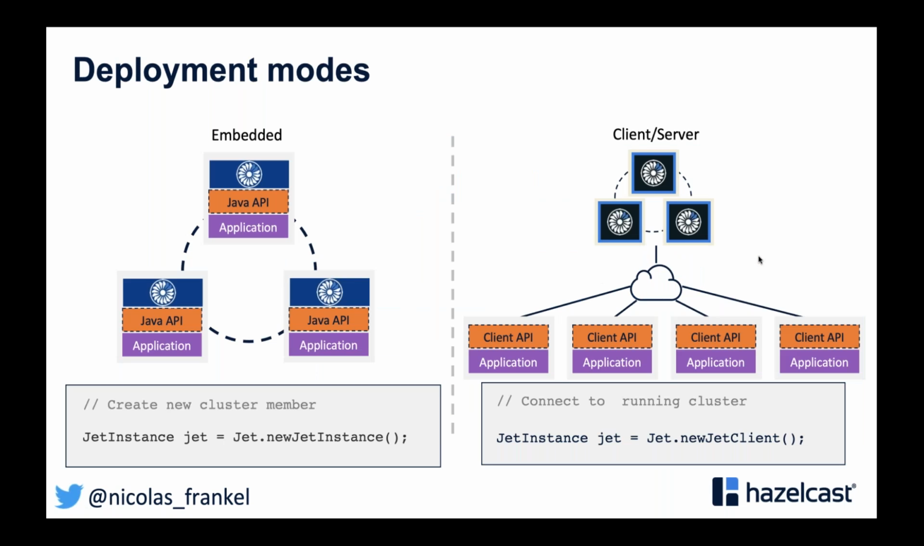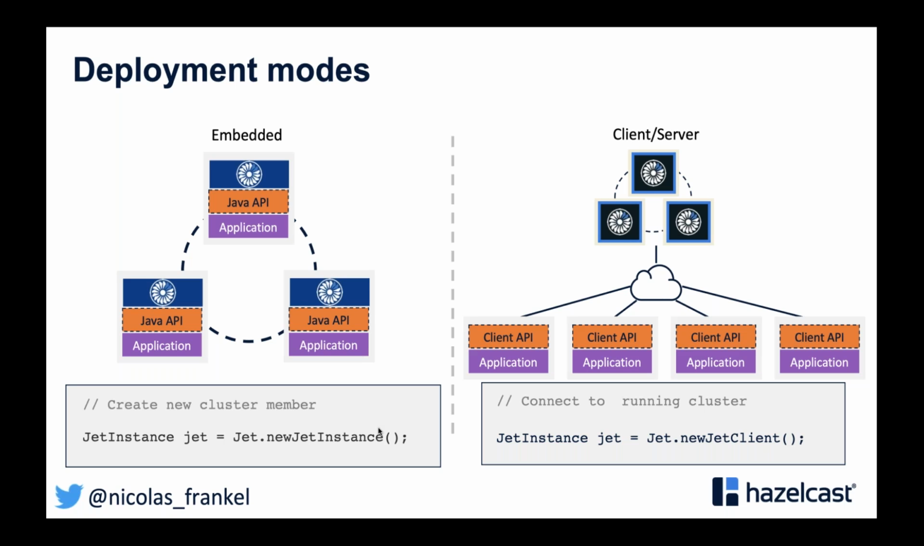We have two deployment models. The first deployment model, if you're a Java developer, is the easiest one. You just use the jar, because by default, Jet is a jar. You use it as a library, and it becomes part of your classpath. And to start a new node, you just call Jet.newJetInstance. And by default, the nodes will broadcast over the network. They will find other nodes, and then they will form a cluster.